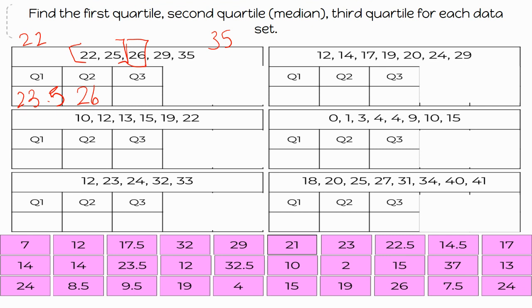Q3, we're going to go from, don't count your median. So what is in between 29 and 35? So 29 plus 35 should give us 64. Divide by 2 is going to give us 32.